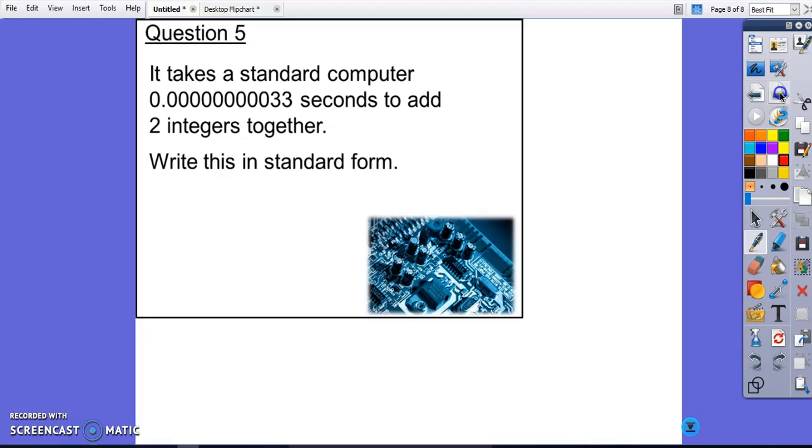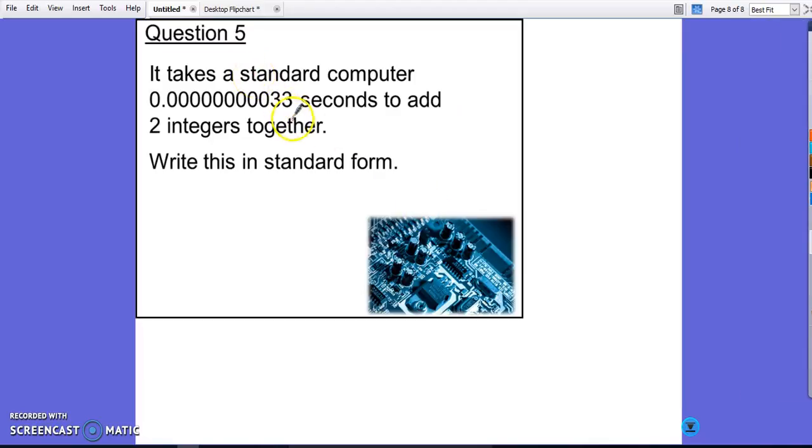And then just finally, one practice question here with a small number rather than a really big number. Our standard form then will be 3.3, so that my number's between 1 and 10. Times 1, 2, 3, 4, 5, 6, 8, 9, 10. Times 10 to the minus 10 seconds.